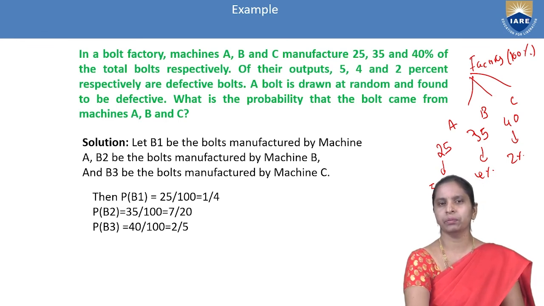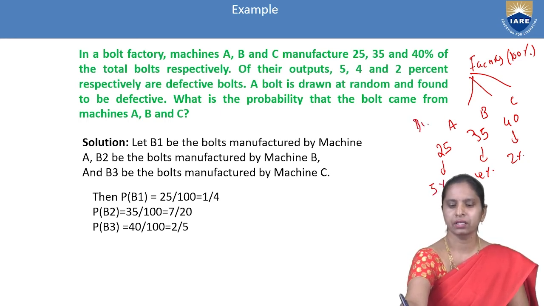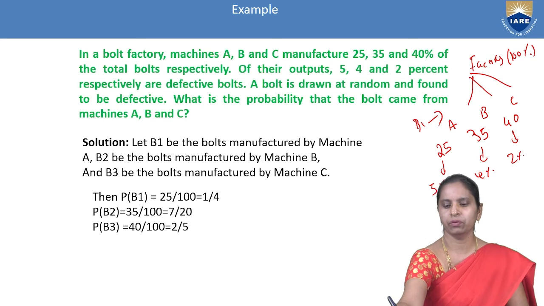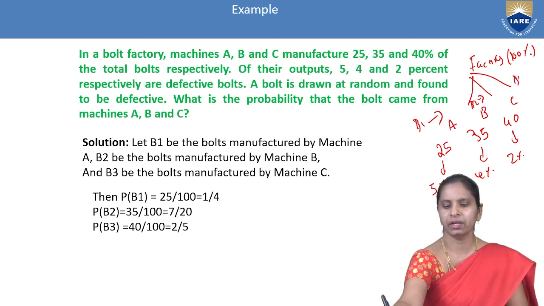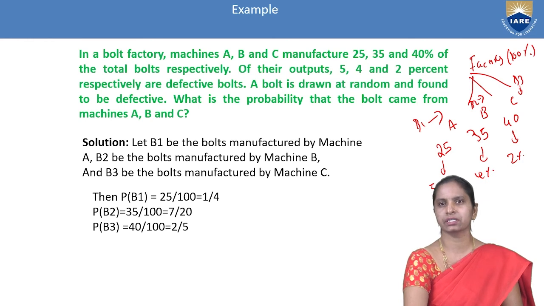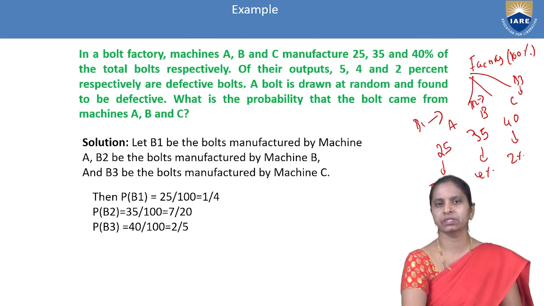You have to consider 3 mutually exclusive events. What is B1? B1 is nothing but selecting mission A. And what is event B2? Selecting mission B. And what is event B3? Selecting mission C. So I am defining 3 mutually exclusive events B1, B2, B3: B1 is selecting a mission A from the factory, the event B2 is selecting a mission B from the factory, and B3 is selecting a mission C from the factory.